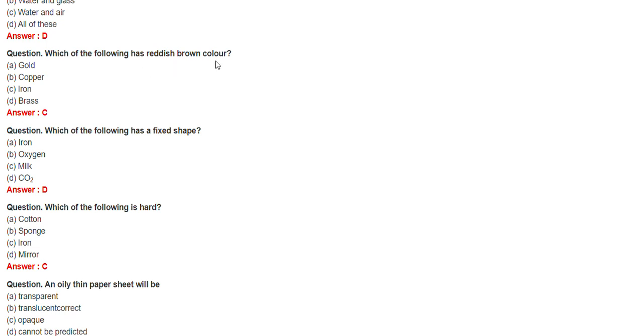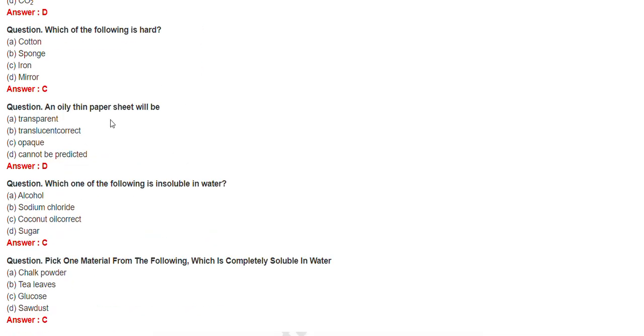Which of the following has reddish brown color? Iron. Which of the following has a fixed shape? Carbon dioxide, CO2. Which of the following is hard? Iron. Iron is hard. An oily thin paper sheet cannot be predicted. Which of the following is insoluble in water? Coconut oil, correct.